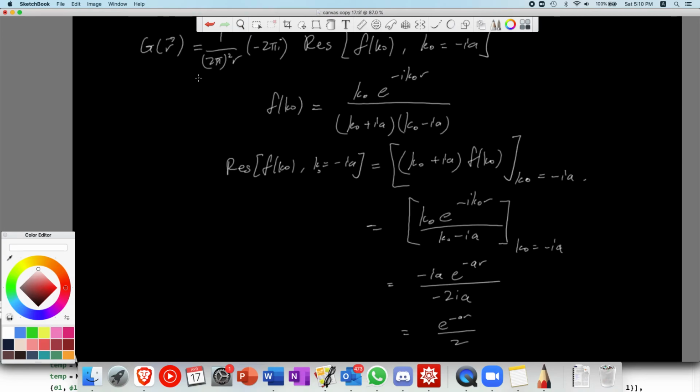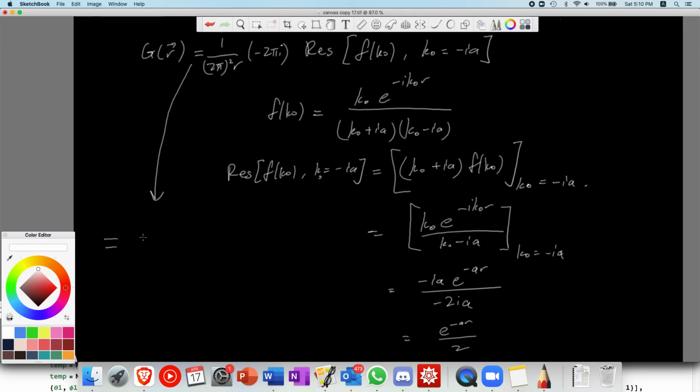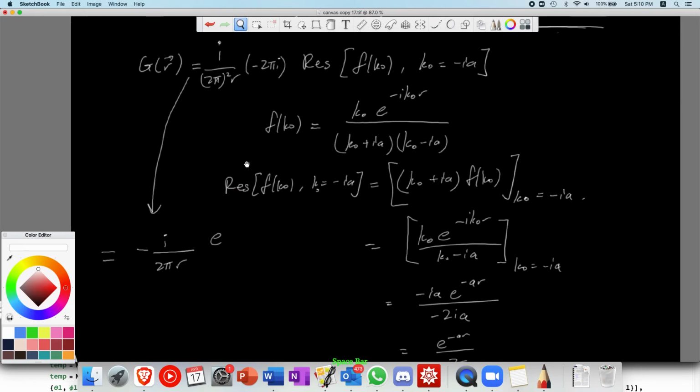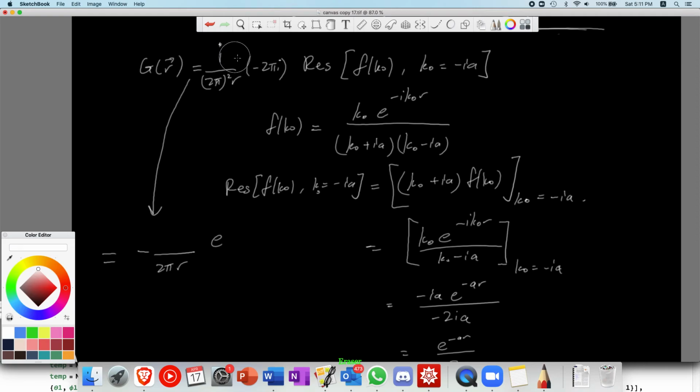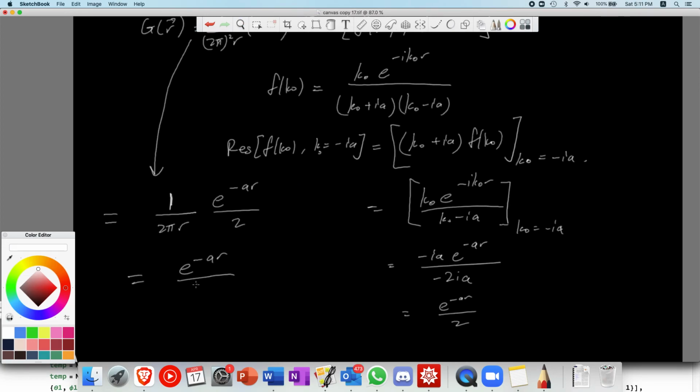So from here we have this equality sign. Let's go over here. This equals, now we can cancel one factor of 2 pi, so we have minus i over 2 pi r, and then we have e to the power of, we have i times minus i gives us 1, then 2 pi and 2 pi squared gives us 2 pi, and r gives us r, and this is just minus ar over 2. So there we go, we have e to the power minus ar over 4 pi r.